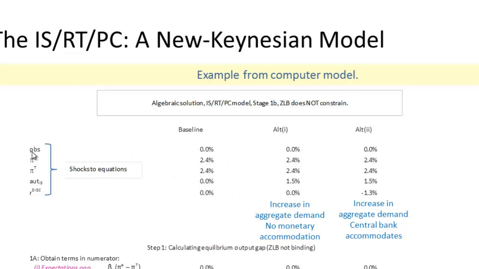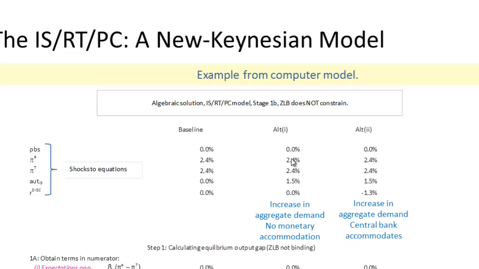Productivity-based shocks, that's the short-run aggregate supply curve. Here's the expected inflation. Here's the target inflation rate. Here is the autonomous shock to the IS curve, which is aggregate demand. And here is discretionary monetary policy along the RT curve. And we can see that expectations are aligned with the target. So here we are, 2.4, 2.4. So there's no expectations gap, and there's no other shocks.